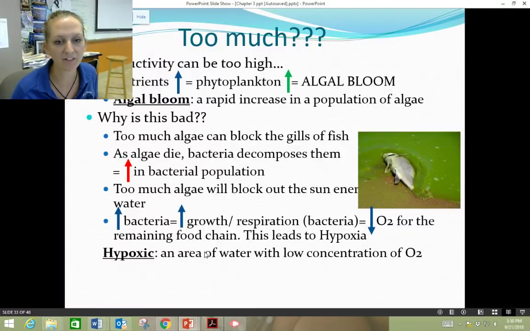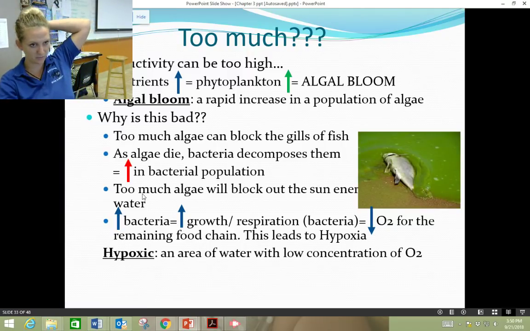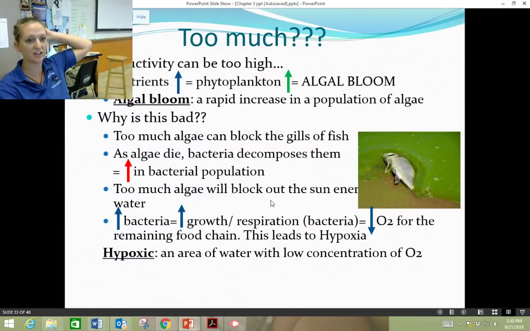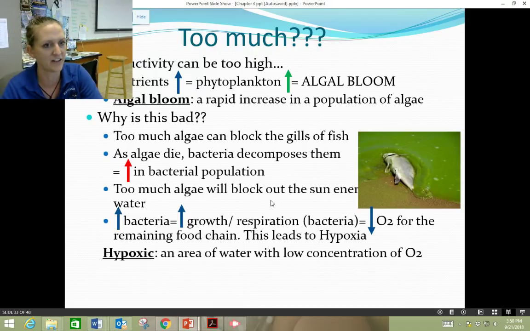Another way to say hypoxic is to say anoxic. Anoxia with an A. So it's a very low concentration of oxygen. Back to your second to last bullet. Too much algae can also block out the sun entirely from the water. So that sucks for any seagrasses or kelp that would like to get sunlight. Your algae is going to cause this thick mat on top, and that's not going to happen.